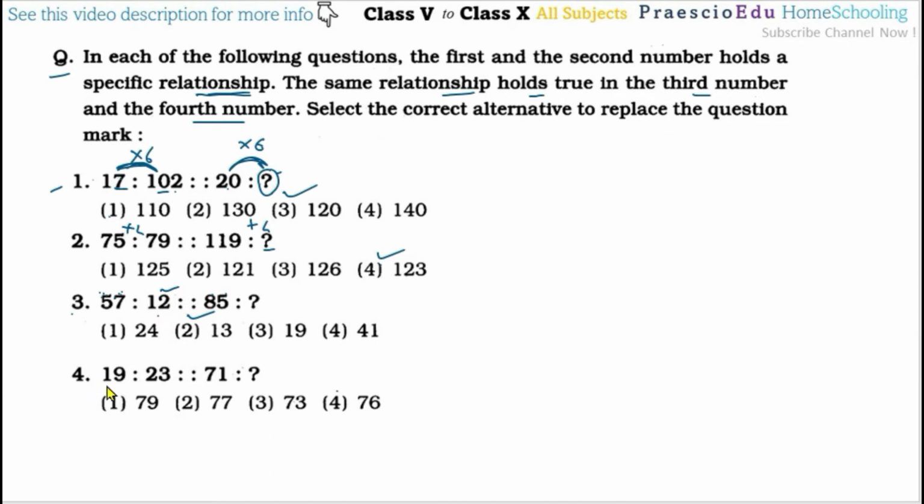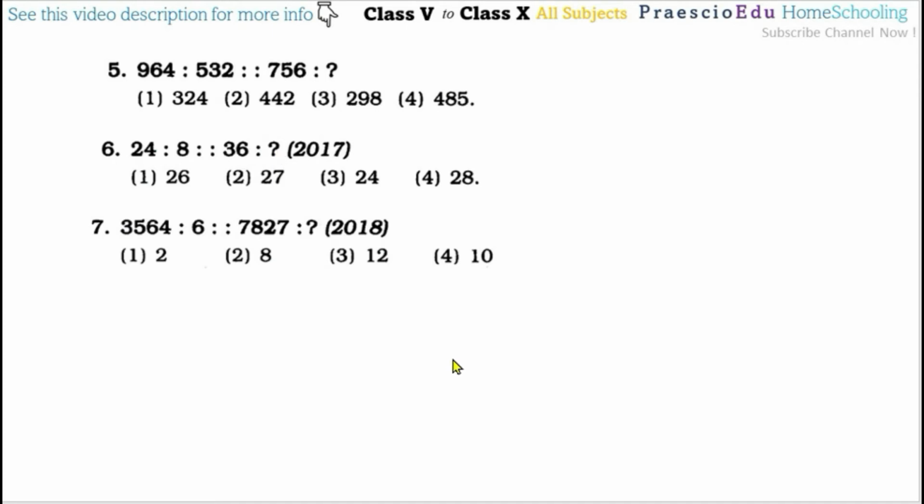Now question number 4: 19 and 23. So 19 is a prime number, and after this one follows 23. Likewise 71, after this one 73 is a prime number. So the question mark is replaced with 73. Then question number 5: 964, then 532, 756, then question mark. So here minus 2, then minus 3, minus 2.